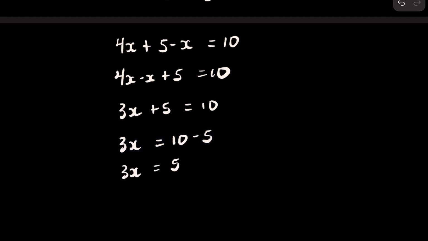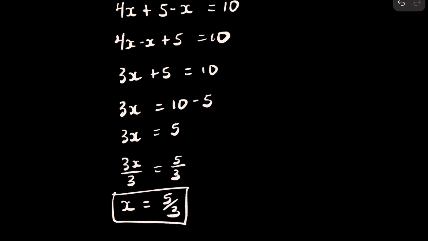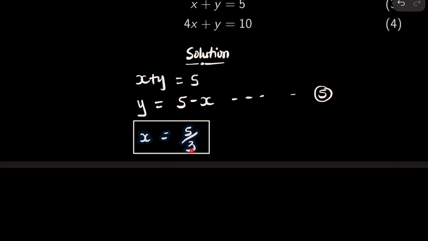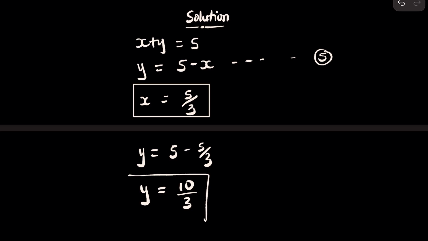We now divide by the coefficient of x. So that's 3x divided by 3 is equal to 5 divided by 3. Here we have x equal to 5 on 3. We now have the value for x, right? So we substitute x into equation 5. We are going to have y is equal to 5 minus x, but x is now 5 on 3. So we now add these two terms. Thus y is equal to 10 on 3. Thus we also have the value for y.